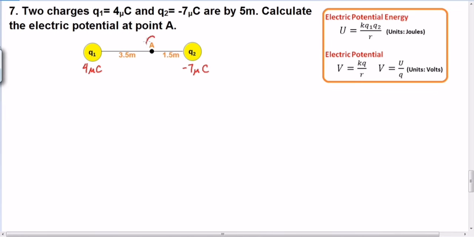At, mayroon tayong point of reference dito na point A. So, 5 meters yung distansya ni Q sub 1 kay Q sub 2. So, andito si A. Tapos, nagbigay siya ng distance from here to here. So, we have 1.5 meters. Dito naman, 3.5 meters. Okay? So, kapag ganito, ang hinahanap dito ay calculate the electric potential. So, letter V ang hinahanap.